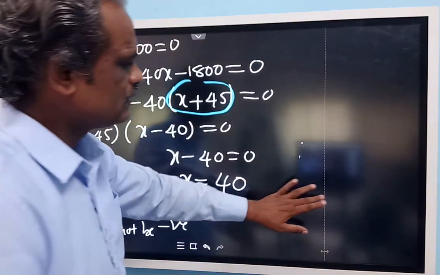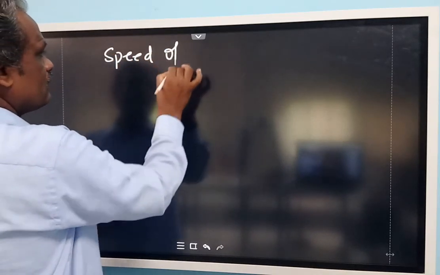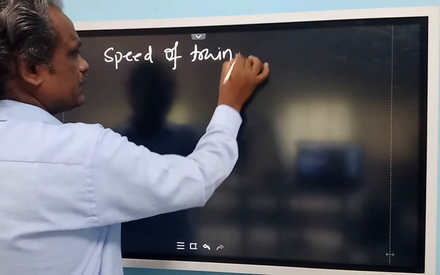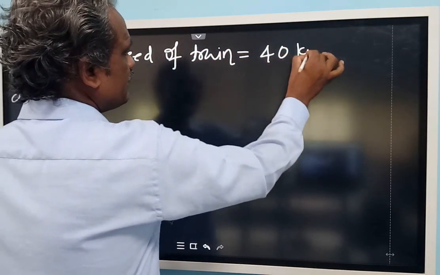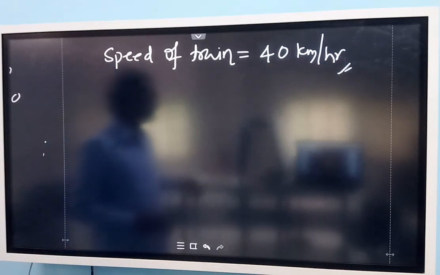So therefore, the speed of train is equal to 40 km per hour. So this is the uniform speed that the train travels.